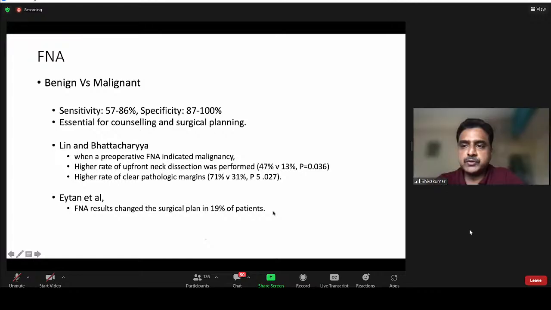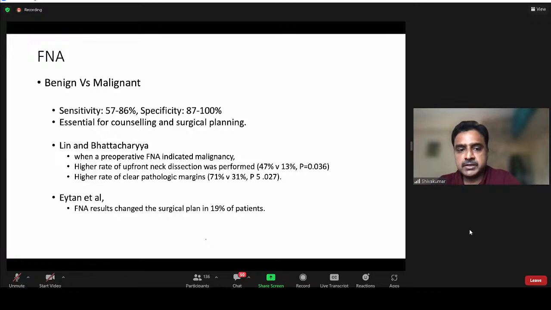Yeah, we'll come to that, sir, in a moment, about the frozen section. Thank you for those inputs. Before going to Dr. Neha, I'll just make a point that the sensitivity and specificity of the FNA is pretty dependable, and it definitely helps in the counseling and the surgical planning, of course, preoperatively, in the clinics, for sure.